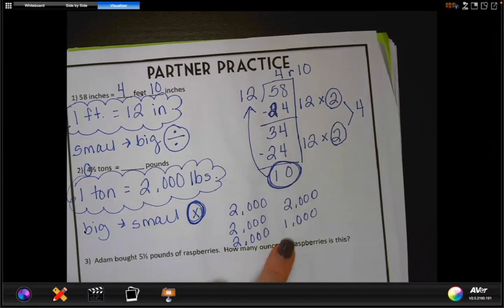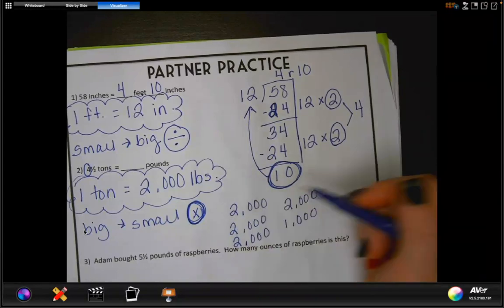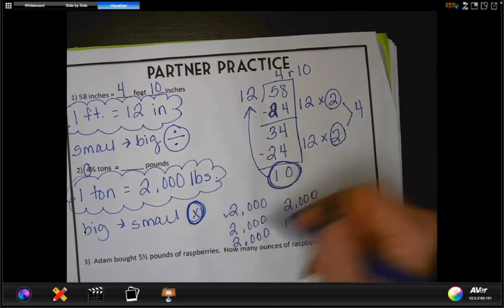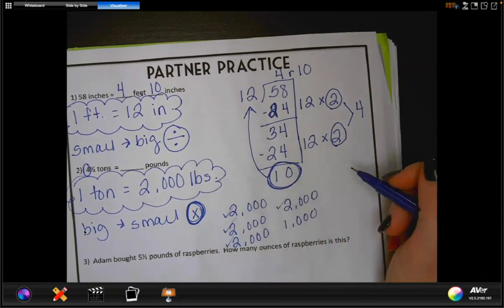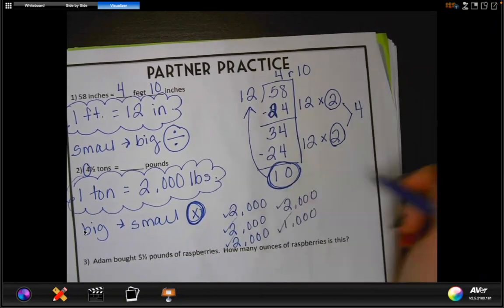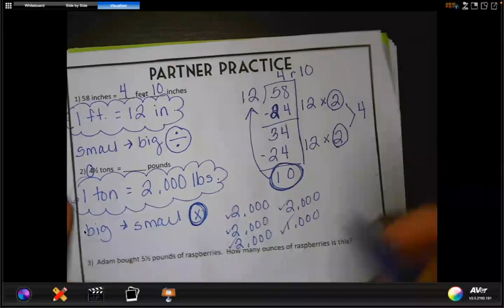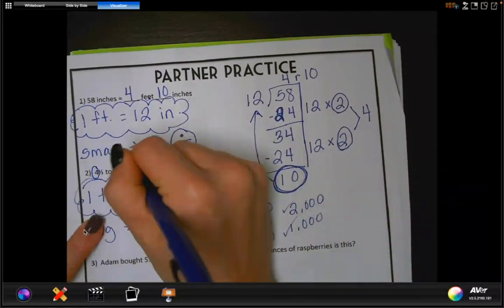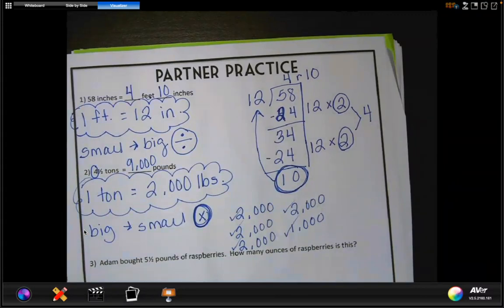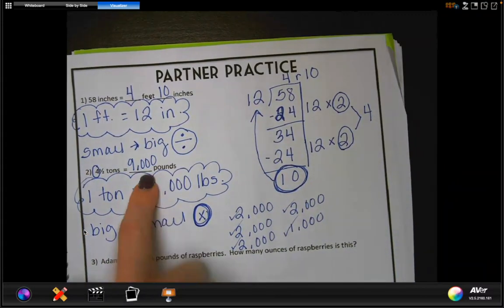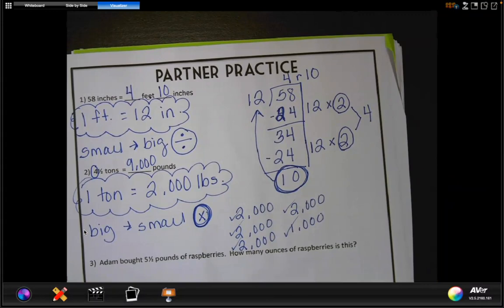And then guys, to get our answer, all we have to do is add these together. So we're going to count by twos or 2,000s. So that's 2,000, 4,000, 6,000, 8,000. Now add 1 more thousand. That's 9,000. So 4.5 tons is 9,000 pounds. And believe it or not, that is still not the size of a full-grown elephant. A full-grown elephant would be even bigger than that. Okay. All right, guys, just a couple more.